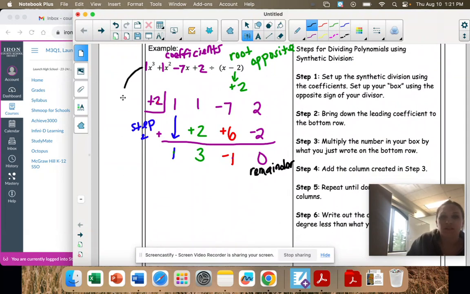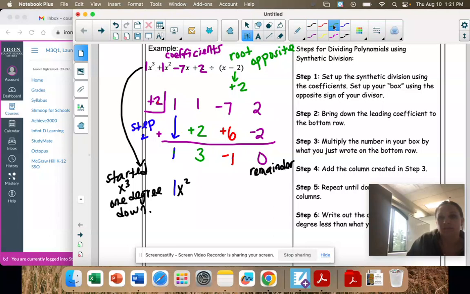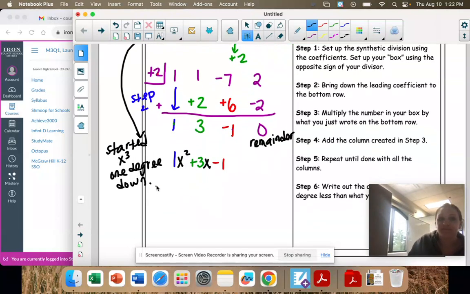And then see how we started with x cubed? You're going to go 1 degree down when we write our quotient. So this 1 is going to take the next degree. So x cubed, x squared. +3, and then you're just going to go down. X squared, what would be next? X, and then -1. So this is our quotient.